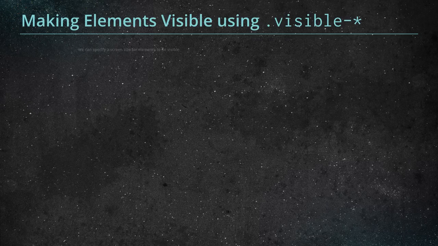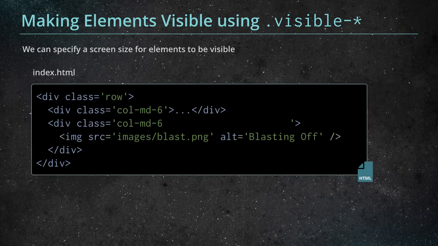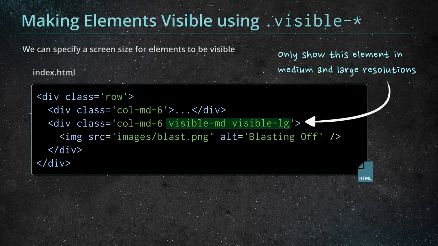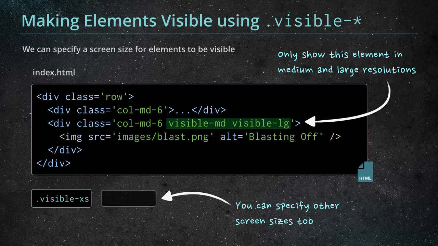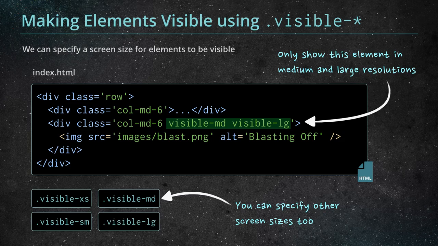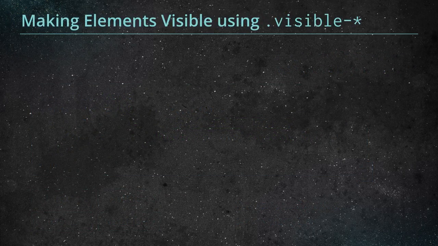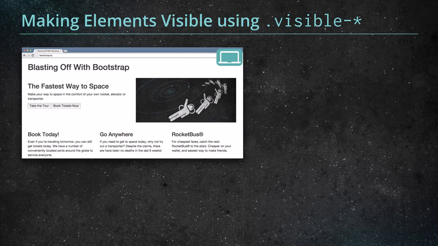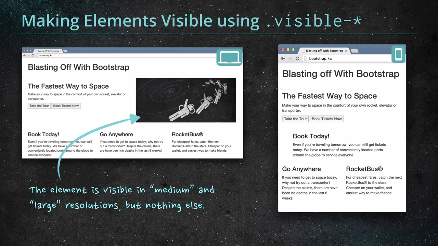On the other hand, what if instead of hiding something, we wanted to only show something for certain screen sizes? Well, to do that, we could use the visible-md and visible-lg classes. This will only show our image for medium and large screen sizes. You'll notice each of these classes ends with a screen size indicator like sm, xs, md, and lg. If we open this up in a browser, we'll see that our image shows up in medium and large devices. But in small and extra small, it's hidden just like we'd expect it to be.